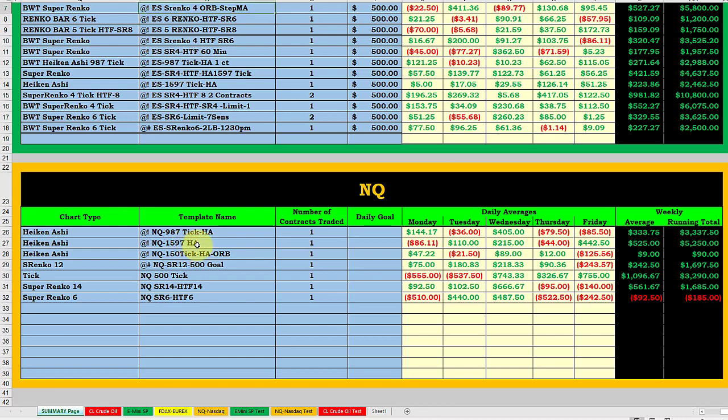Let's move down to the NQ and look at the best performing chart here, which is the NASDAQ on a 500 tick chart, actually, but I haven't been plotting this that long. But I'm going by the weekly average here. So actually it would be the 1597 Heikin Ashi tick. Let's take a look.